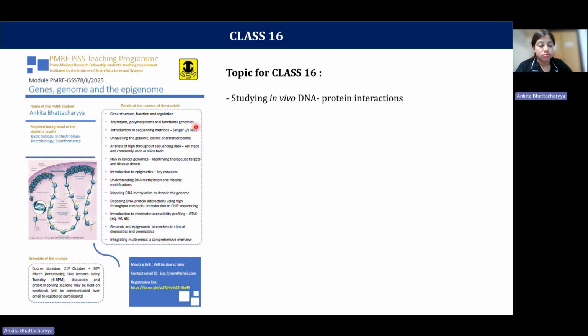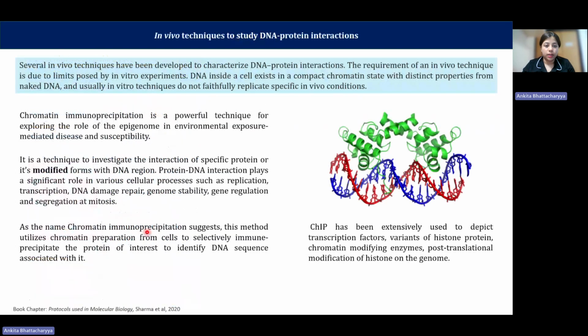And apart from that, also, when you are doing an in vivo study, you can vary parameters and you can check what sort of a response occurs in response to different parameters. For example, you may carry out a drug treatment, and then you might check what is happening inside the cell, and then you'll see difference between these two conditions. So, several in vivo techniques have been developed to characterize DNA protein interactions.